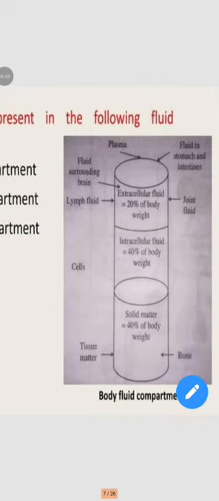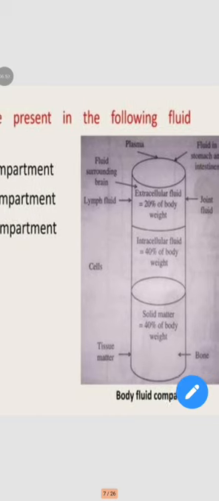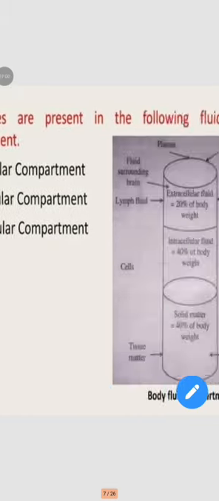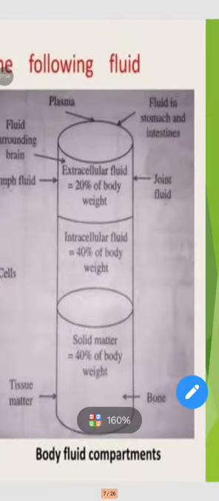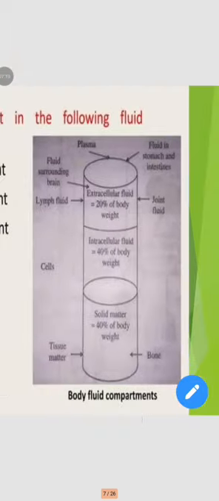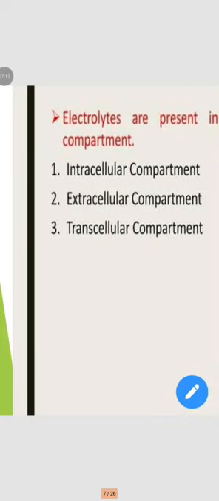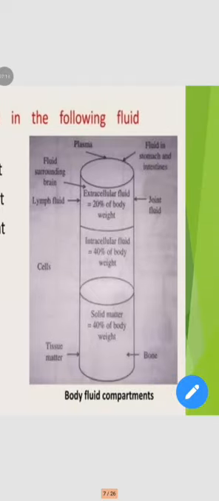First of all, intracellular fluid is 40% of the body weight. Then extracellular fluid is 20% of the body weight. Then the transcellular compartment. Transcellular compartment is solid matter, 40% of the body weight. Okay, three compartments: intracellular, extracellular and transcellular.